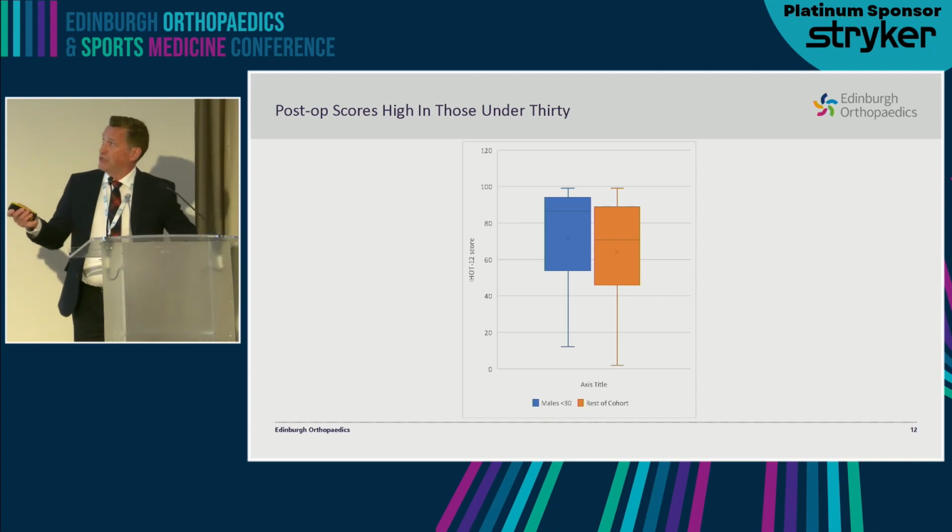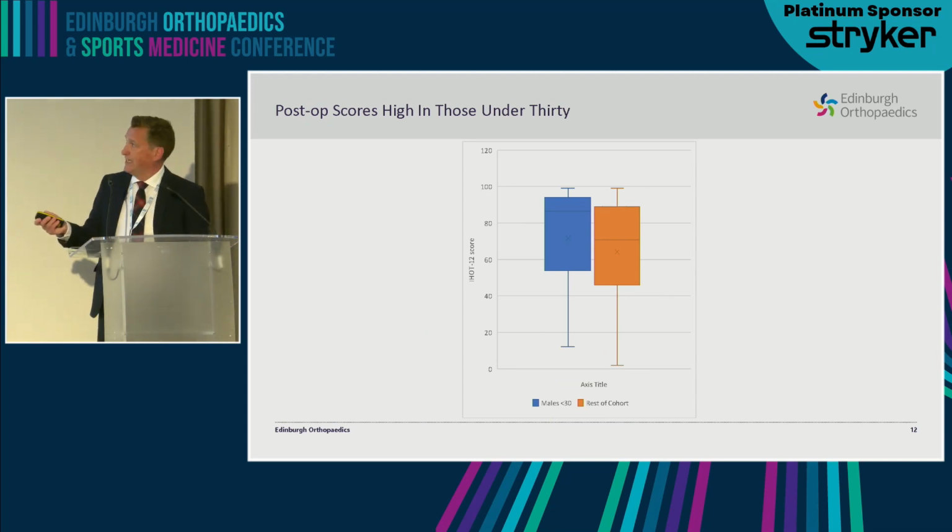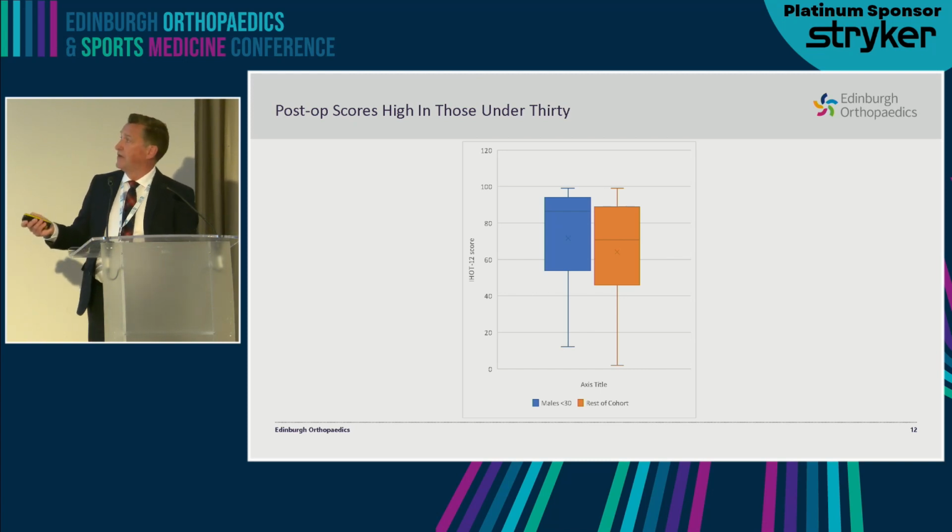What we did find, though, when we drilled into this data more deeply, is that younger patients did better than older patients. So under 30s had higher scores, and in fact, on this IHOT 12 score, reached the ceiling of the score very, very quickly in a lot of these cases.